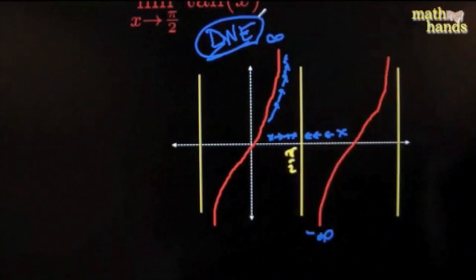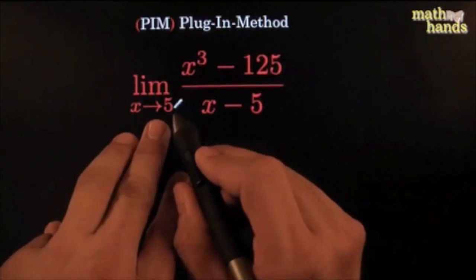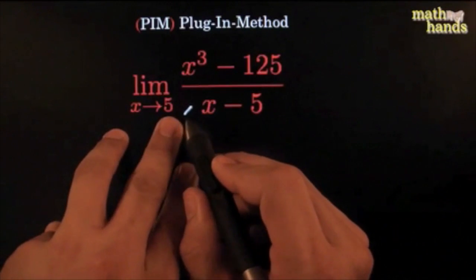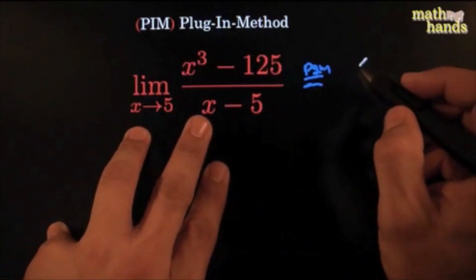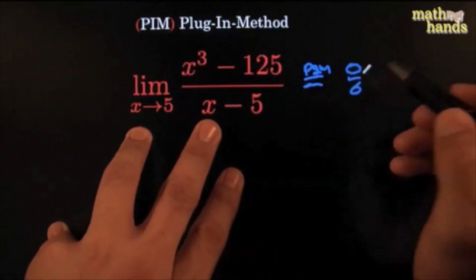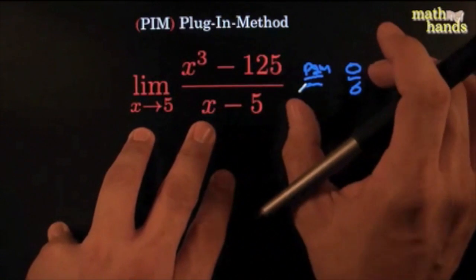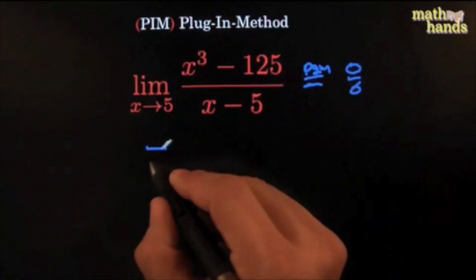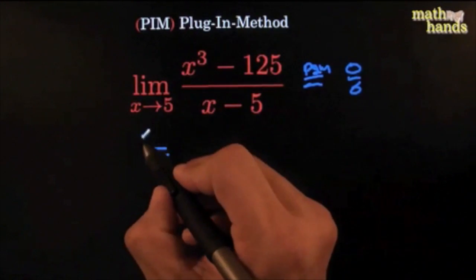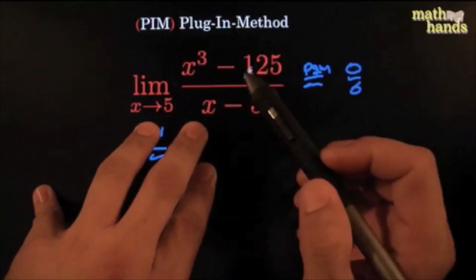Okay. So the plug-in method works sometimes, but other times it doesn't. Let's try it again here. X is going towards 5. If you try the plug-in method, you get 0 over 0, which tells you this is less than ideal case. Well, it depends on your definition of ideal. If you like a challenge, then this is a little challenge. I like challenges. So then you got to try something else. The rewrite method. This is a very, very famous type of problem.